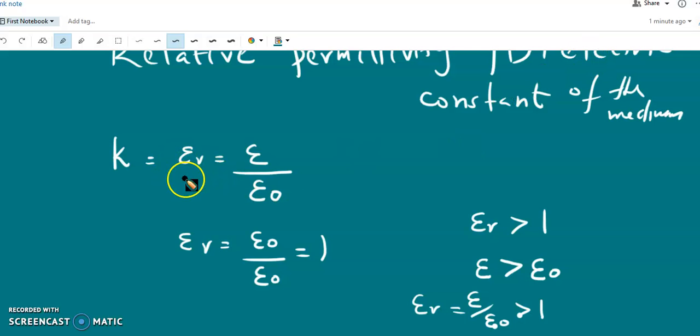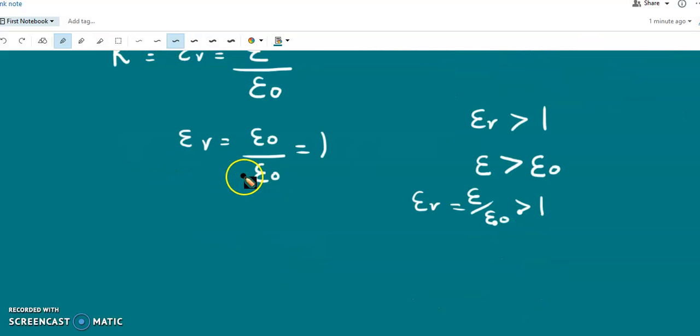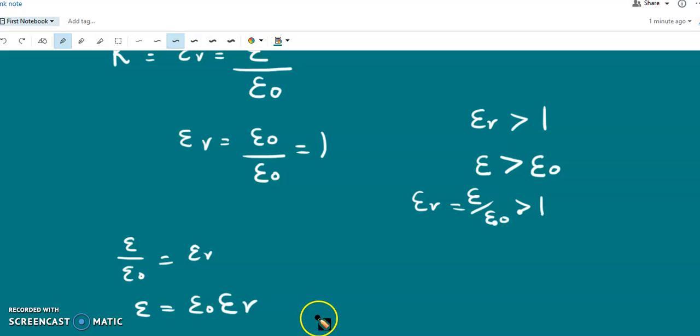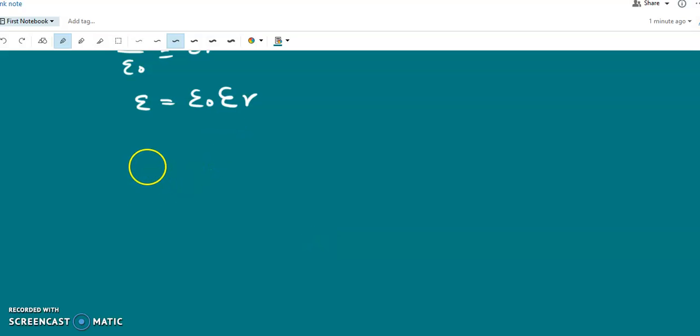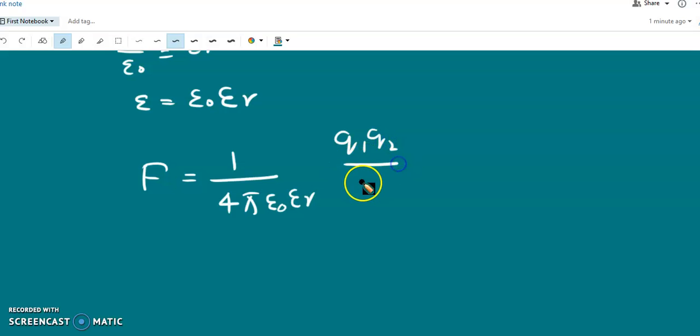So since epsilon R is equal to epsilon by epsilon 0, we can write epsilon as epsilon 0 multiplied by epsilon R. So substituting this in the equation, we will get the force between two charges in a medium having relative permittivity epsilon R is equal to 1/4 pi epsilon 0 epsilon R Q1 Q2 by R square. So this is the magnitude of the force.